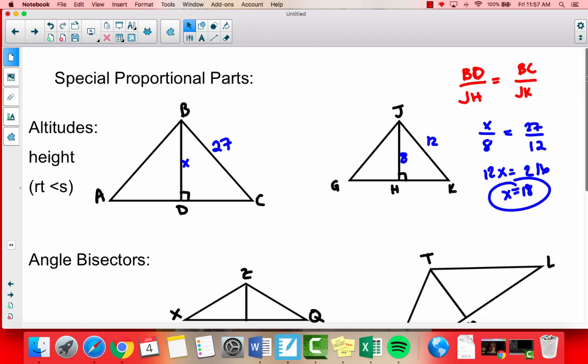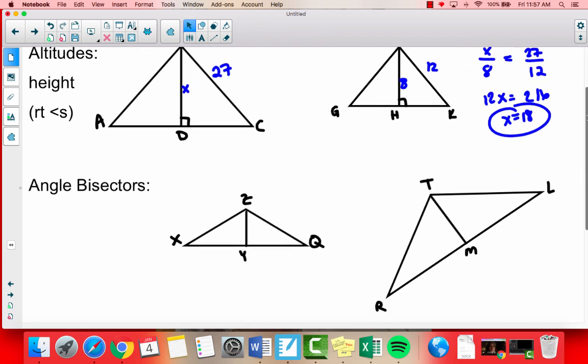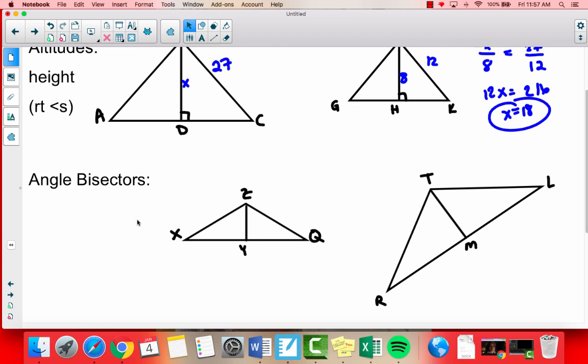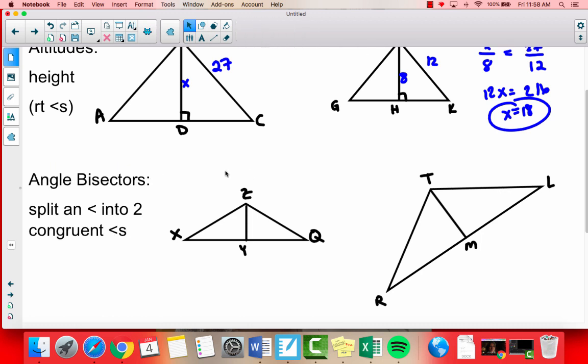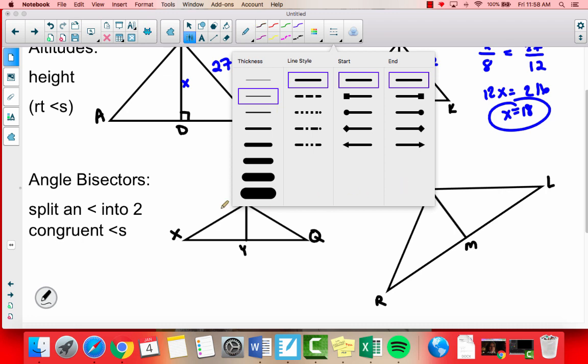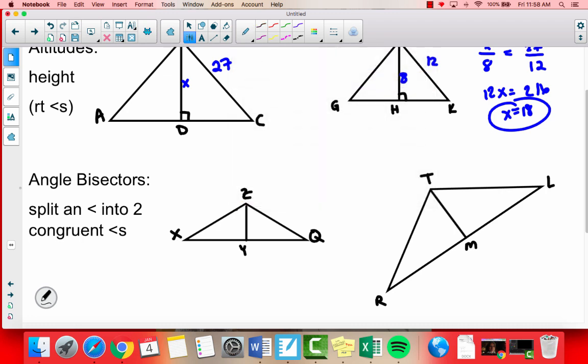All right, so there's the altitude. The next one we're going to talk about is the angle bisector. Remember, angle bisectors are segments that split an angle into 2 congruent angles. All right, and I've drawn these in for you. I'm going to go ahead and label these a little bit. So this angle here is going to be congruent to this one, and then this angle here would be congruent to this one because those are angle bisectors, and my proportion is going to look very similar.